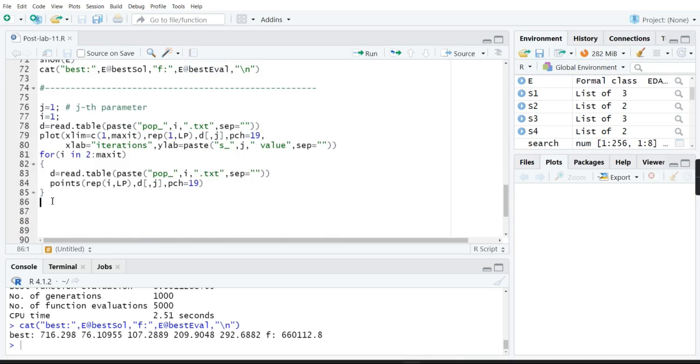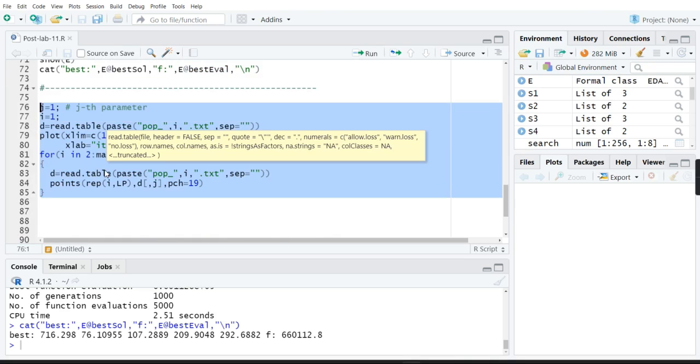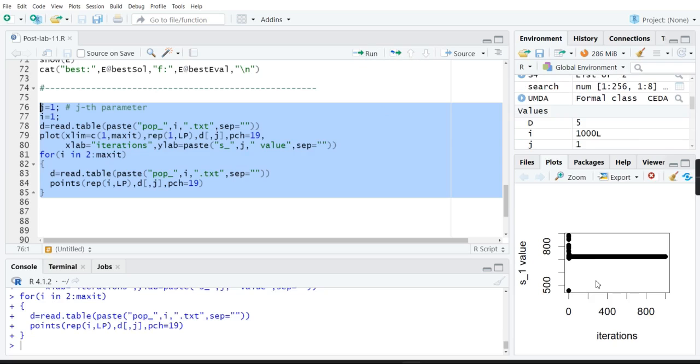If you want to analyze the population for each variable, you can execute this code. So you can see 1000 iterations. See how the code executes and standardizes. This is for the first variable. You can run this code for 5 variables because the dimensionality is 5.